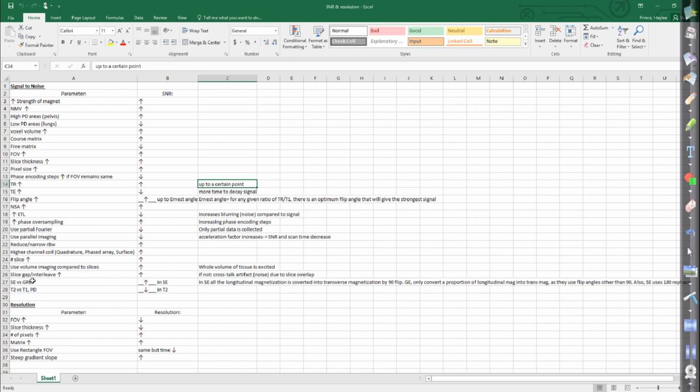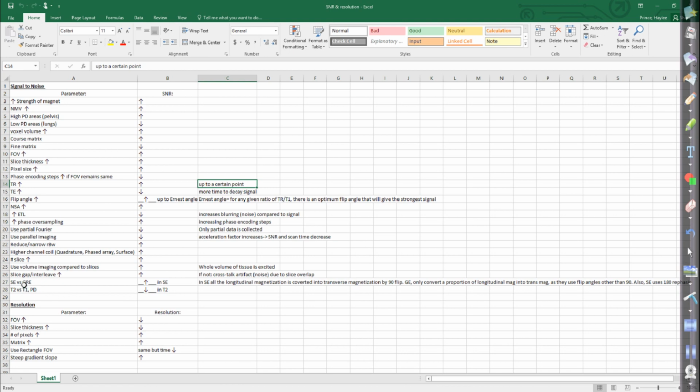If you have any type of slice gap or interleave, how much slice gap should we have, percentage-wise? 10 to 30. 10 to 30, good. That's good because it reduces the crosstalk artifact, or cross-excitation, which is noise. Anytime you have an artifact, that's noise. So that increases our SNR because we're reducing the N in that SNR.